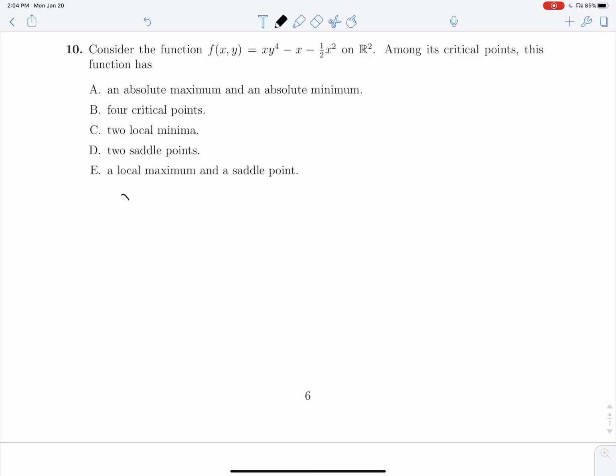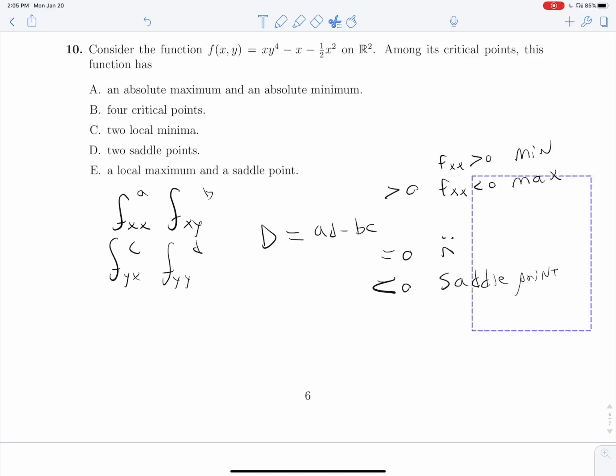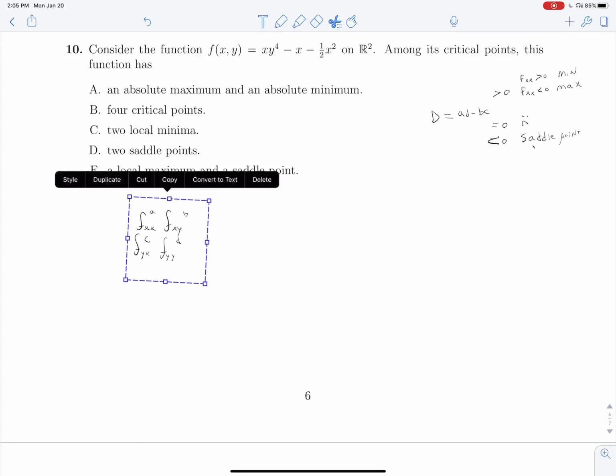When we're doing the second derivative test, we have a matrix with fxx, fxy, fyx, and fyy. These positions are A, B, C, D. We are taking the discriminant of this matrix, where the discriminant is AD minus BC, and if that is greater than 0, and fxx is greater than 0, we have a min. If fxx is less than 0, we have a max. If the discriminant is equal to 0, we don't know anything. And if the discriminant is less than 0, we have a saddle point, no matter what the entries in our matrix are. So taking these rules, making them small, putting them up here, we'll reference those in a bit.